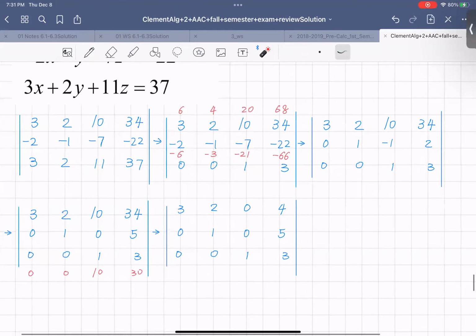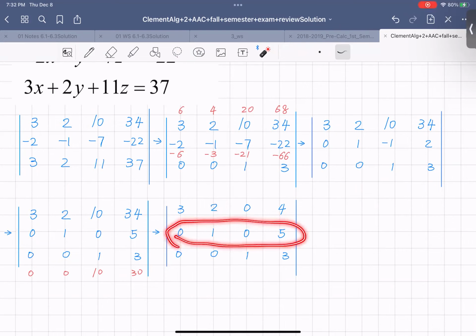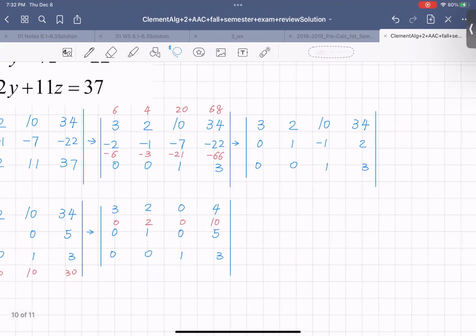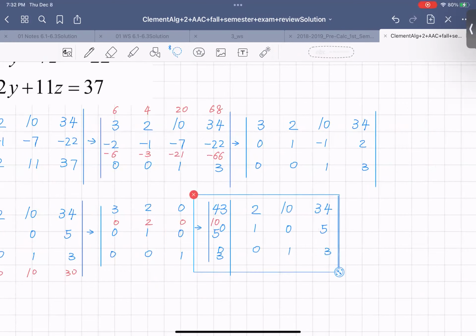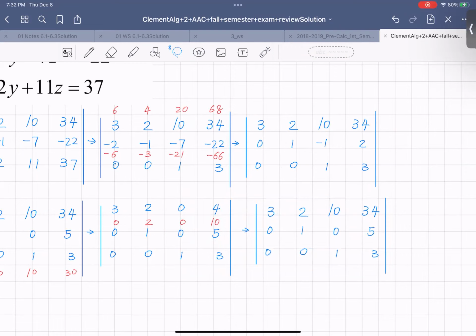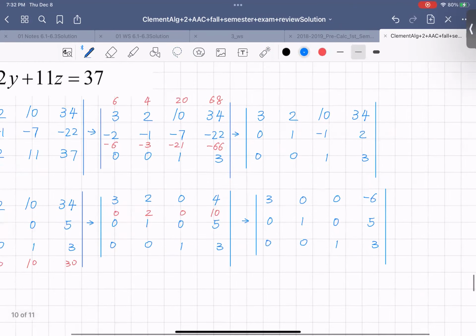And next, we want to make this guy to be 0, right? Yes. So we will times this second row by 2. So 0, 2, 0, 10. So far, so good. Yes. So we are going to put 3 minus 0 is 3. 2 minus 2 is 0. 0 minus 0 is 0. And then 4 minus 10 is negative 6. Correct? Yes.